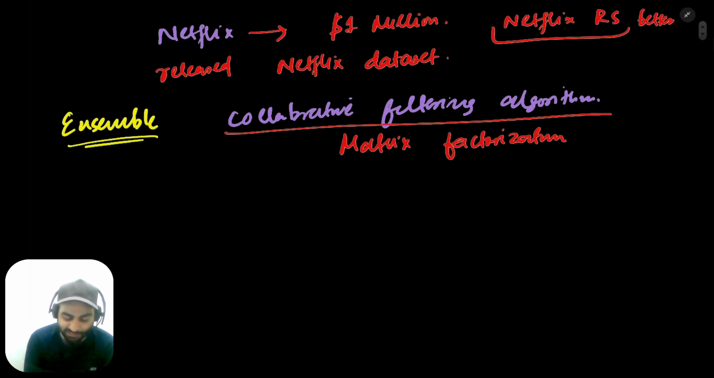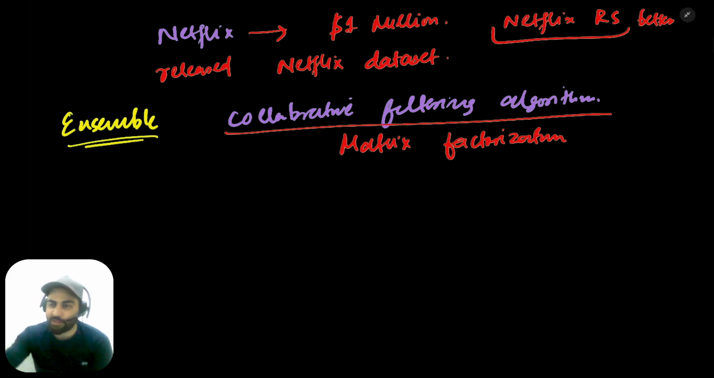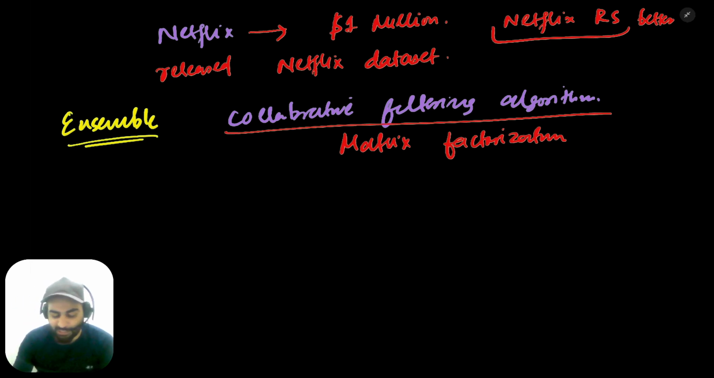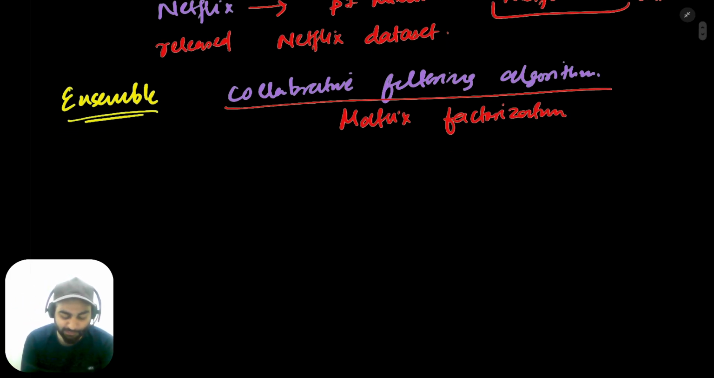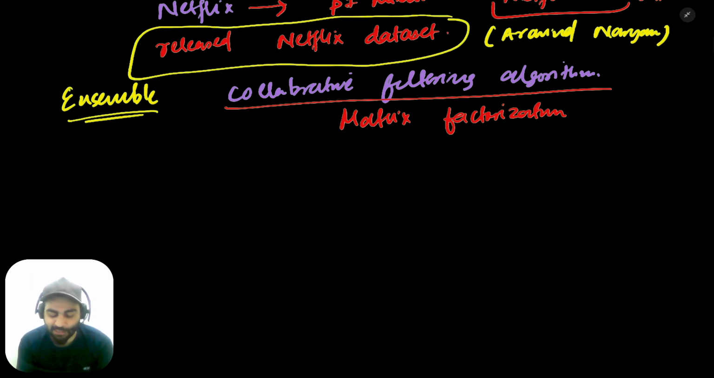When they released this dataset, what happened at that time? My advisor's advisor, my grand advisor, his name is Pandurangan. He's a really great computer scientist. He had a student at that time, his name was Arvind Narayan. He took this dataset and de-anonymized it. They had anonymized the dataset so that people could not see who we were talking about.